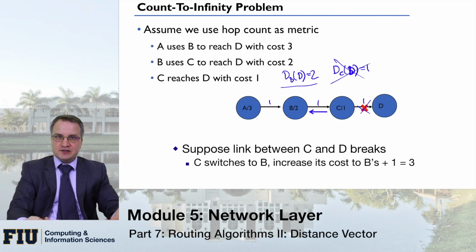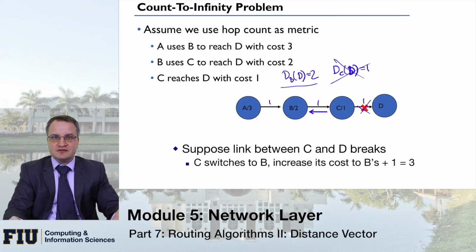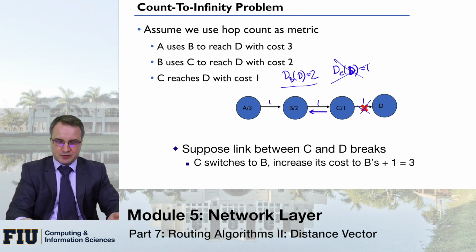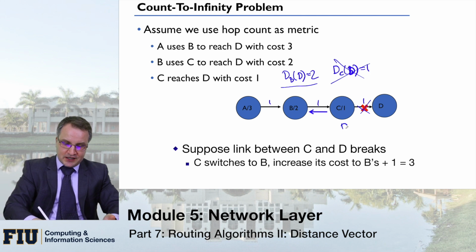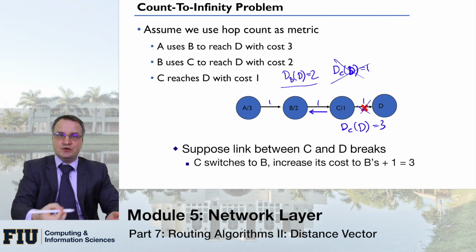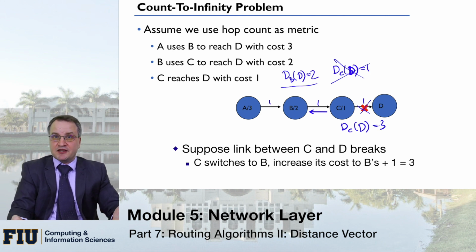And if C sees this information, it says, oh, actually, I have an alternative path to reach D, and it's through B, because B is telling me that it can reach D with a cost of 2. So now C thinks that it can reach D with a cost of 3, because it's 1 plus 2 that was advertised. And that's basically it at this point in time.